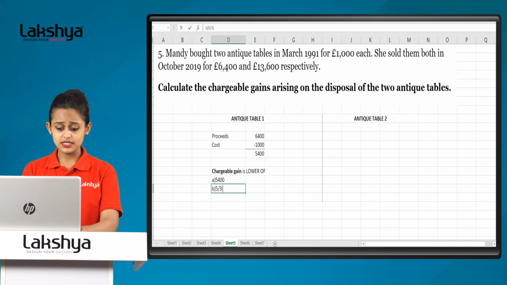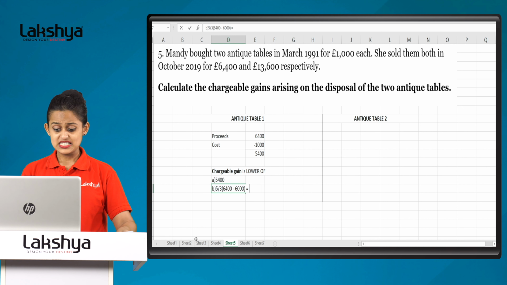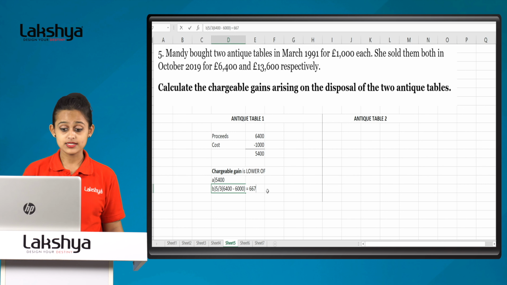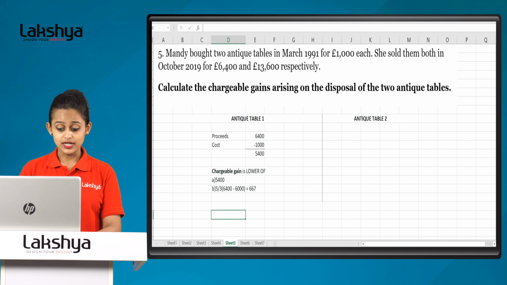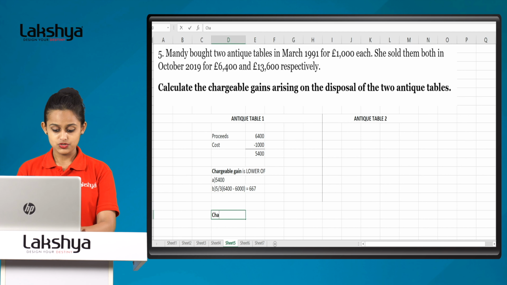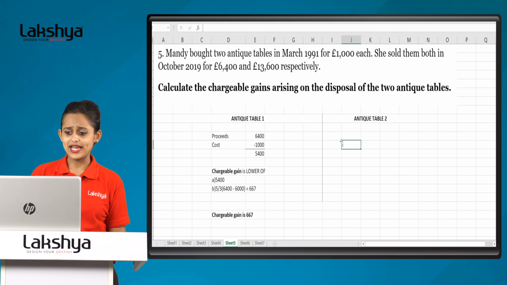Here gross proceeds is 6,400 minus 6,000, and what is the answer there? Let's do the calculation. 400 multiplied by 5/3, which is 667. So the chargeable gain is 667. Alright, let's go to antique table 2.